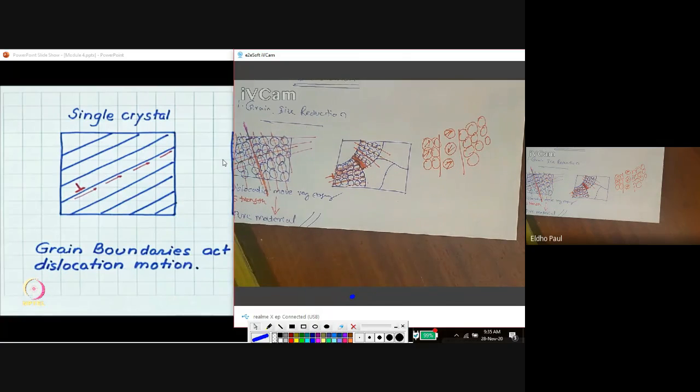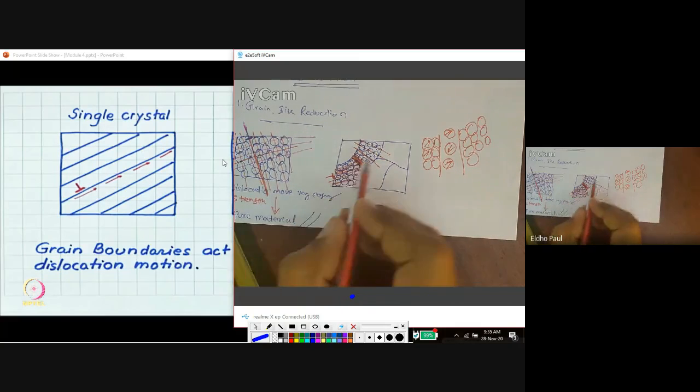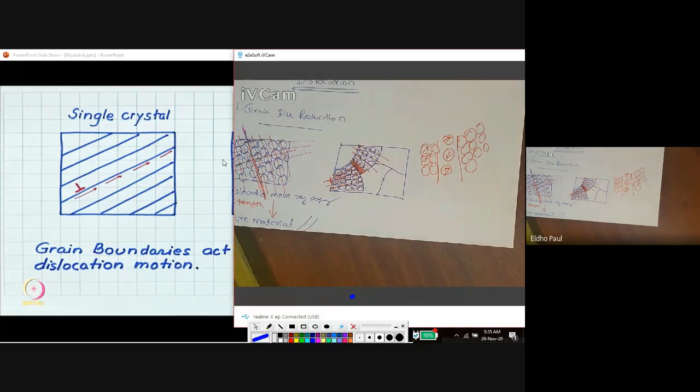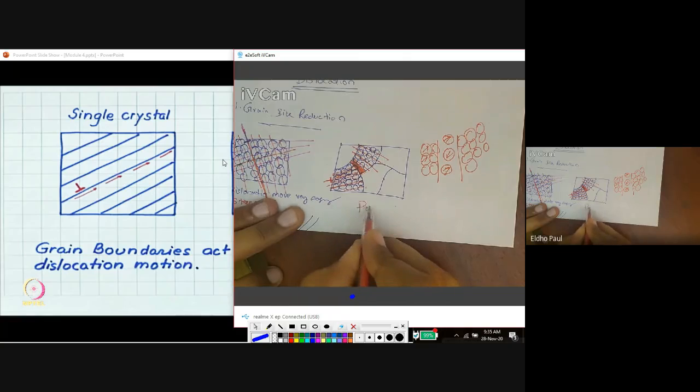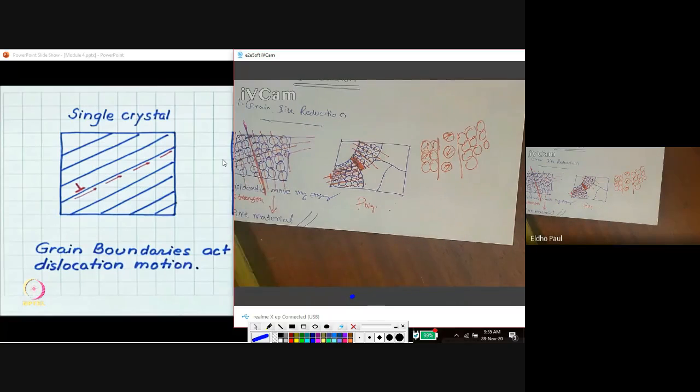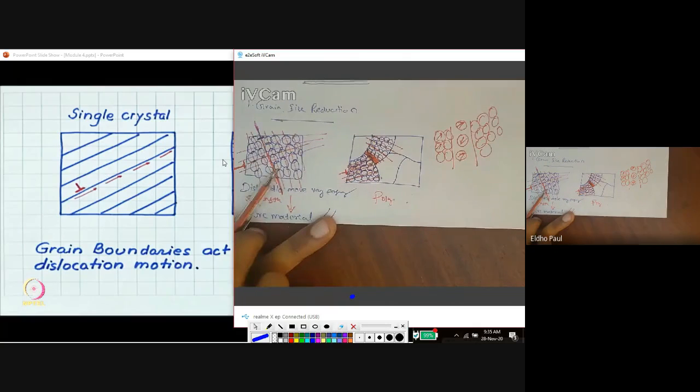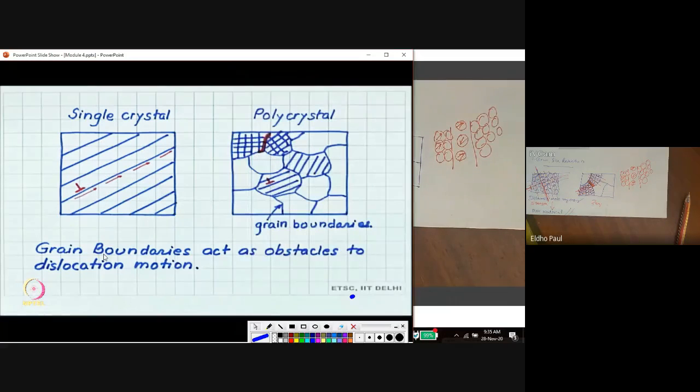Okay, so in such a polycrystalline material, because of the grain boundary and differently oriented atoms or grains, the dislocation movement is very difficult. Or we can say the polycrystalline material offers more resistance than single crystalline material. Thereby, we can say the polycrystalline material is stronger than single crystalline material. So the grain boundary acts as an obstruction to the dislocation motion. This grain boundary offers a restriction.